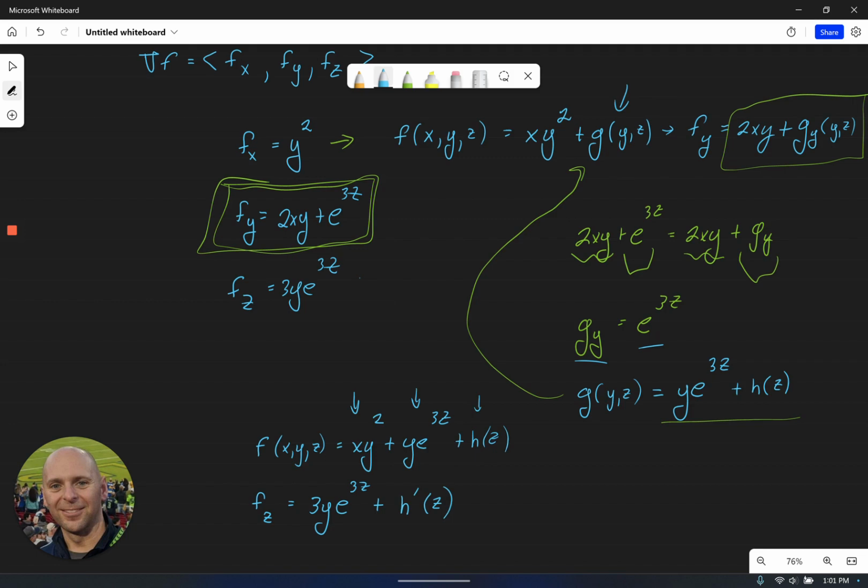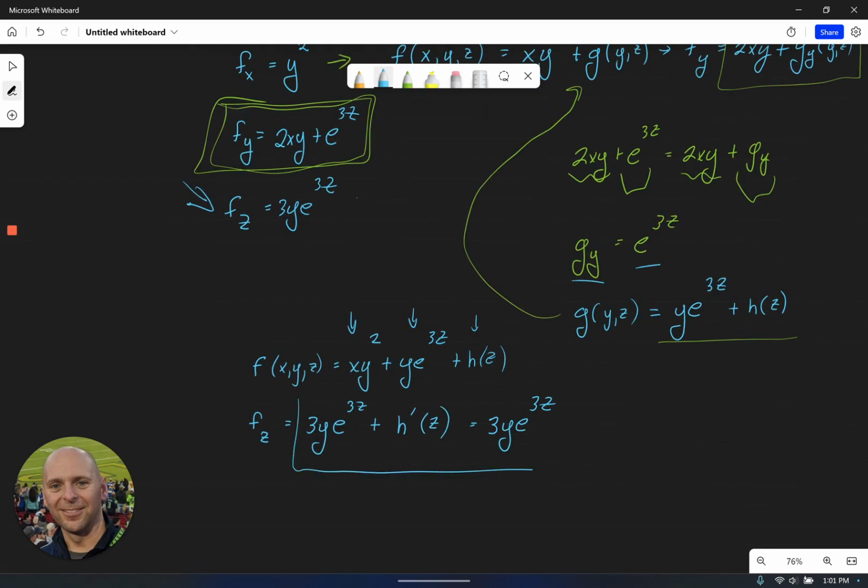So what does the field say now about what that partial is supposed to be? The field says it's supposed to be equal to 3y e to the 3z. So if I look at the relationship between what I thought my potential function was and what the field says that third component should be, we see that it implies that h prime of z is equal to 0. So it looks like there's no function related to that last piece.